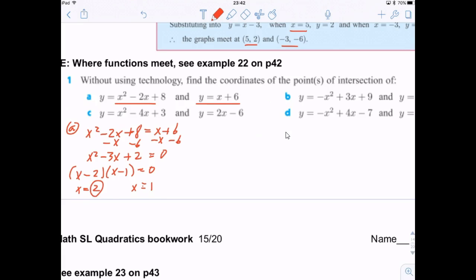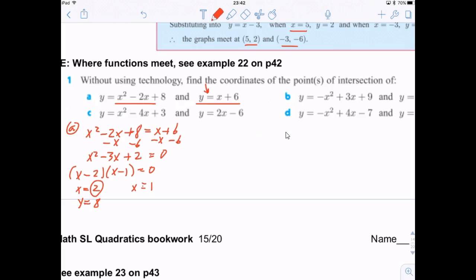So we're going to put 2 back into the original line equation, because it's the simplest equation. Now notice if you plug it into this equation, it's just going to give you 0 because it's a root of this equation. We need to plug it back into the original equation to find the y coordinate that corresponds to this x equals 2. And it turns out to be y equals 8, right?